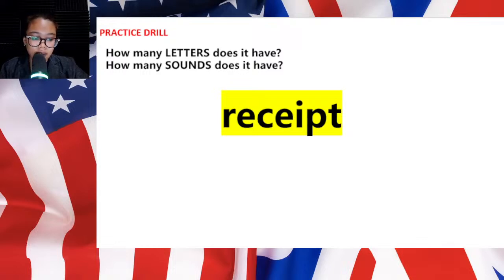So take your time. Think about how many letters receipt has. How many sounds does receipt have? Say it slowly to yourself, listen carefully, and then give us your best count for both letters and sounds. What do you think for receipt? I'm going to give you 30 seconds to think and answer. Go.